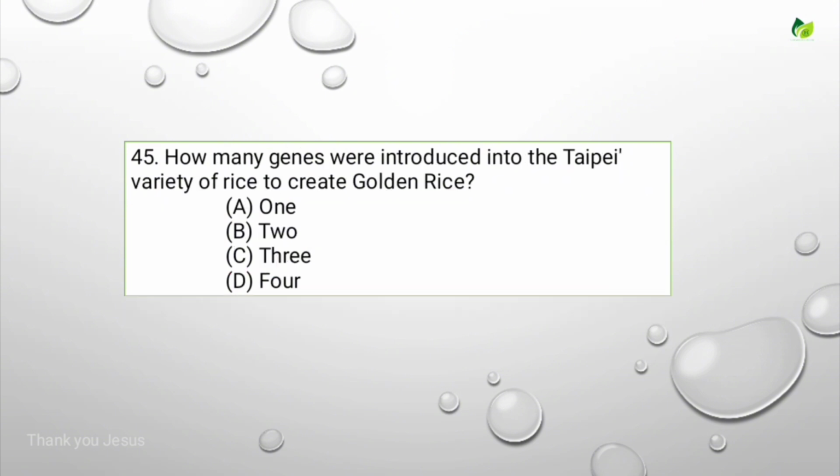How many genes were introduced to the Taipei variety of rice to create golden rice? Options are 1, 2, 3, 4. For this, the correct answer is 3 genes have been inserted into the golden rice. Let's see the next question.